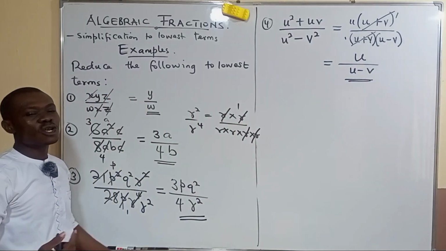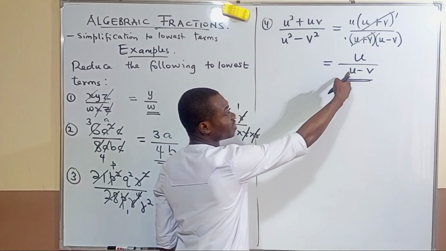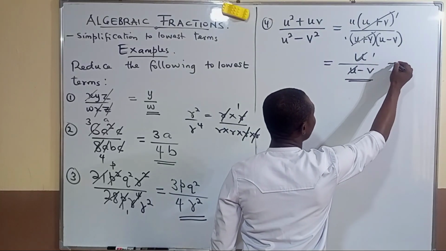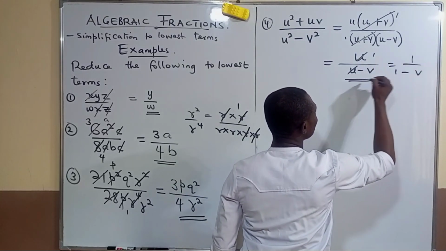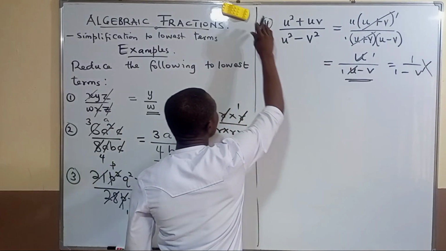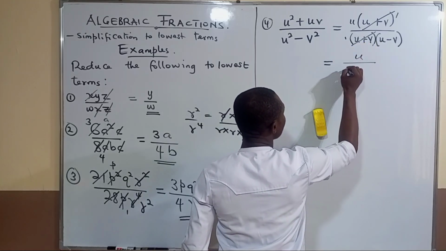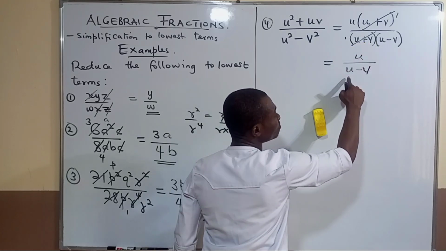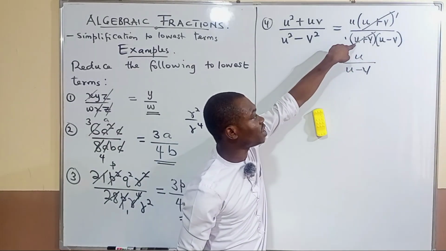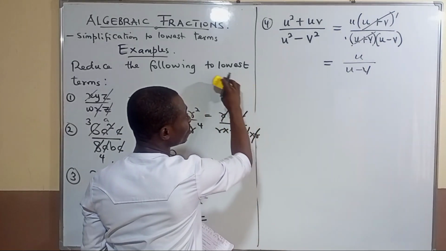All right. Some of the mistakes students make, like I said, you are going to see a video on that. Somebody can see this and say you can cancel this u, and then say your answer is 1 all over 1 minus v. Please, that is completely wrong. The reason is that this u below is subtracting v, so you cannot just come and cancel it with this. You can only cancel with this if it is a multiplication. We are going to look at that as we continue.